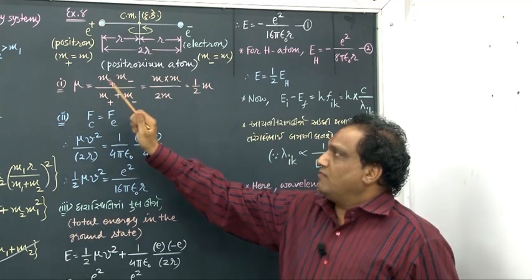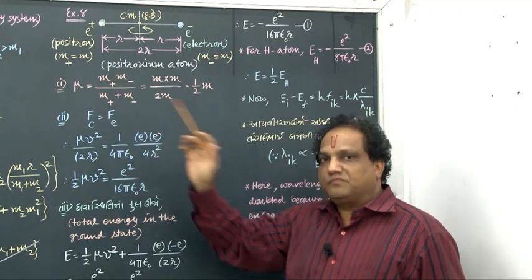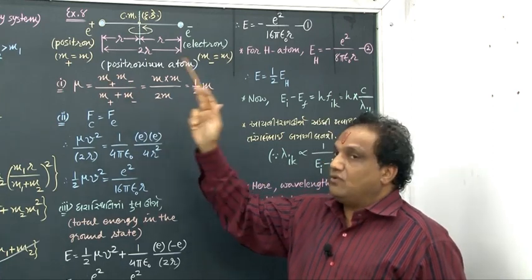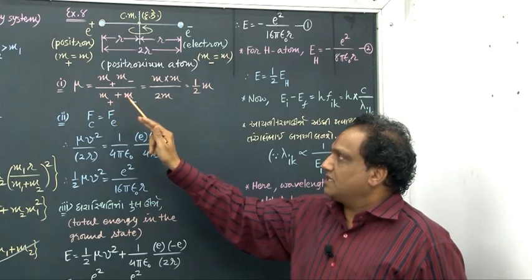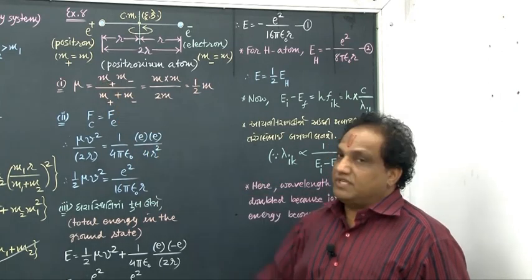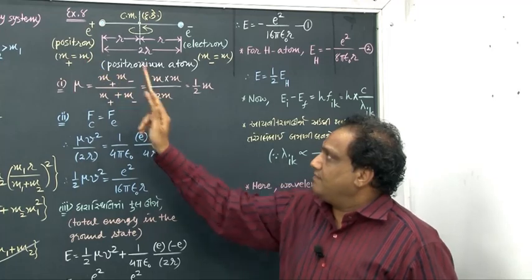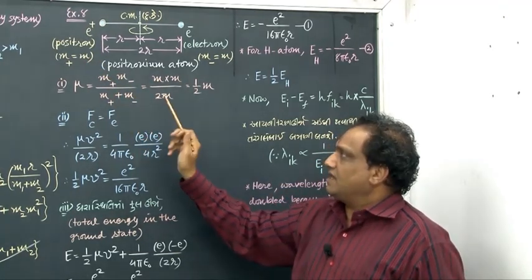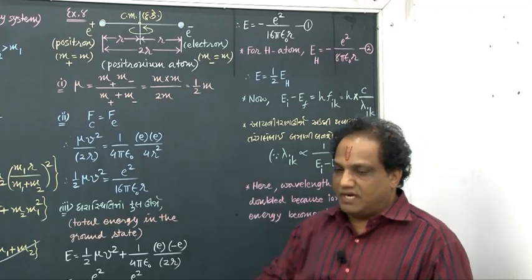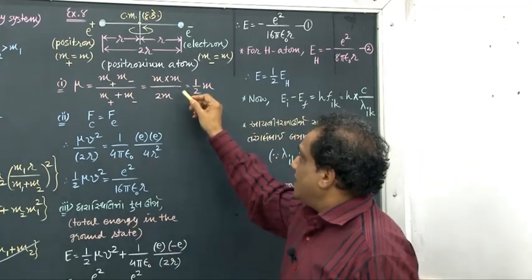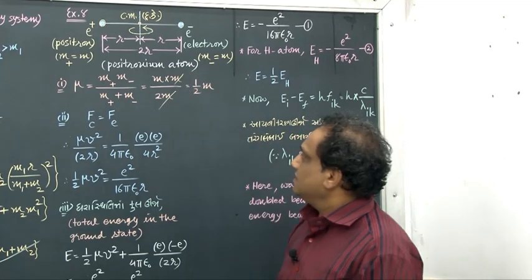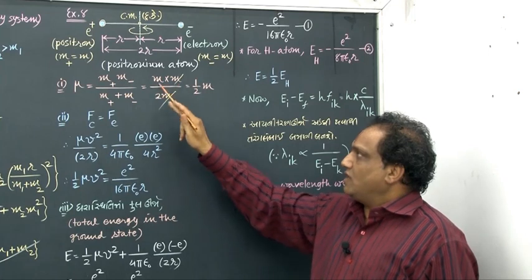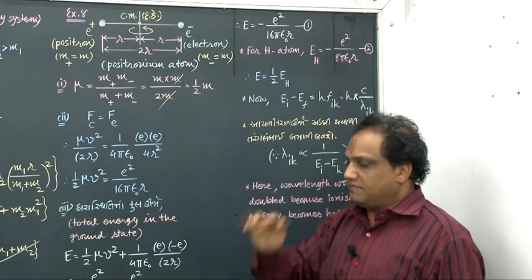Mu equals M1 M2 upon M1 plus M2. As per textbook symbols are written here, M positive into M negative divided by M positive plus M negative. M positive is mass of positron, which is M. M negative is mass of electron, which is also M. M plus M will be 2M. Now 1 M is getting cancelled. Correct? Now left is 1 by 2 M. Fine.